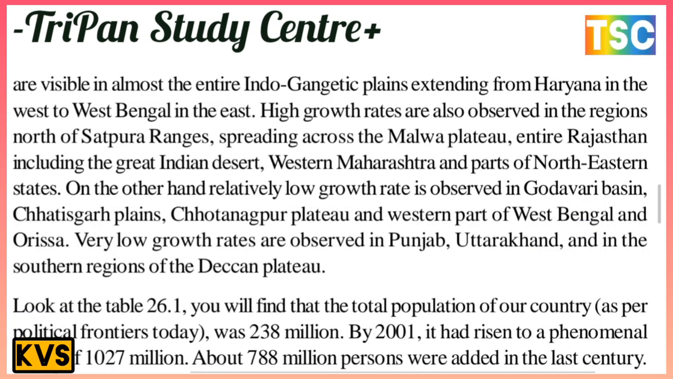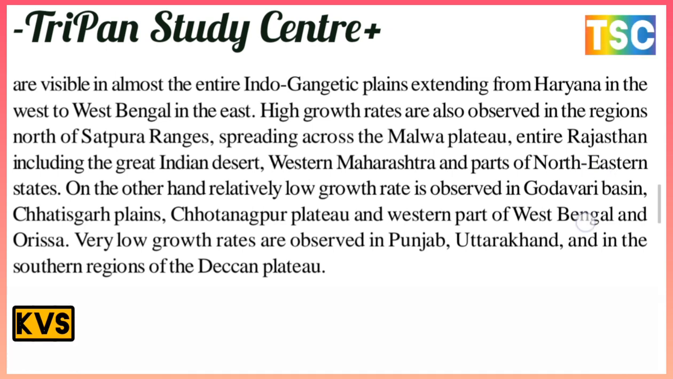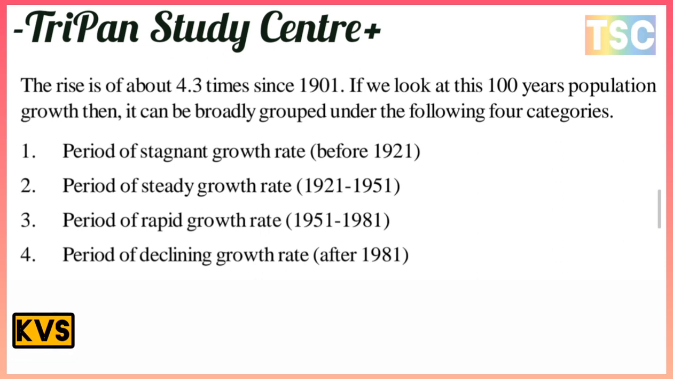Look at table 26.1. You will find that the total population of our country, within our present political boundaries, was 238 million in 1901, and by 2001 it had risen to a phenomenal figure of 1027 million. This is a most important growth, with about 788 million persons added in the last century. The rise is about 4.3 times since 1901.